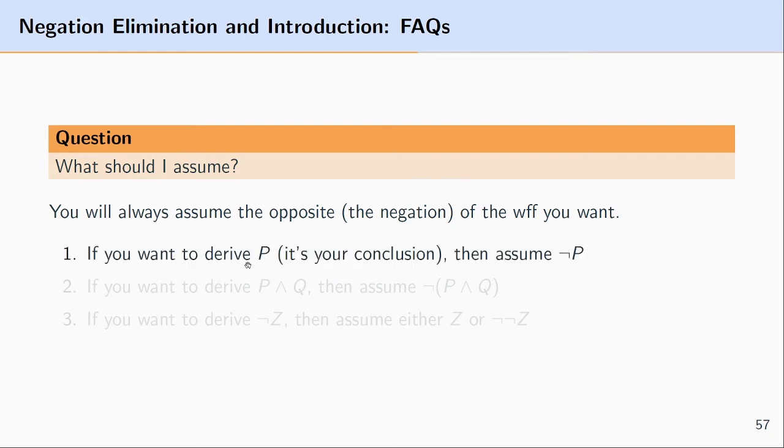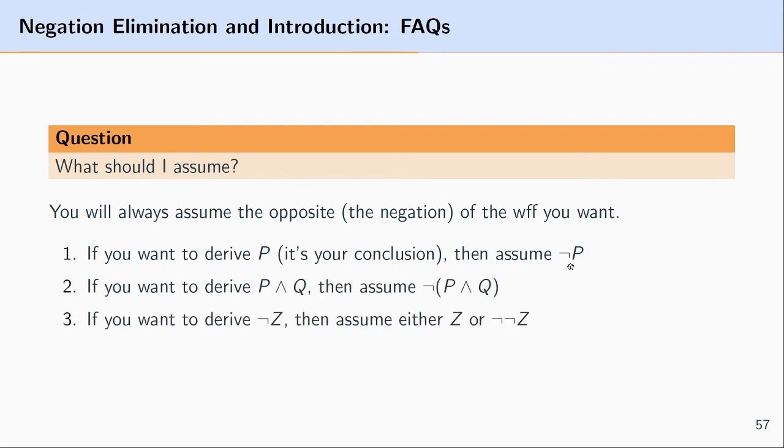So if you want to derive P, let's say the conclusion of your argument, then you'll assume the opposite, which is the negation, not P. If you want to derive P and Q, then you'll assume not (P and Q). And if you want to derive not Z, then you'll assume either Z, since not Z and Z are literal negations of each other, or not not Z, which is just another negation tacked onto not Z.